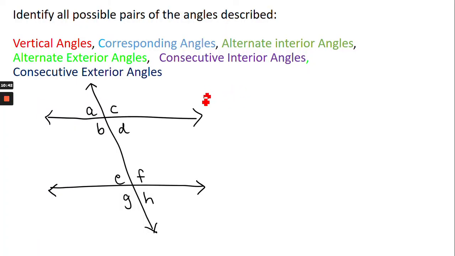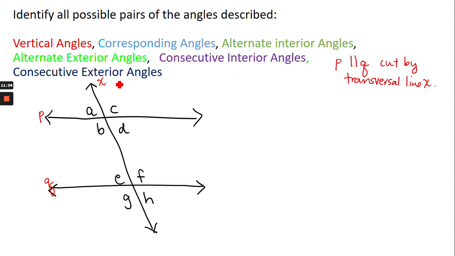Now, let us have this activity. Identify all possible pairs of angles described. So you can see we have here a figure. Let's call this line P and line Q, parallel to each other, and it is cut by a transversal line X. Okay, so again, P is parallel to Q, cut by transversal line X. Let us identify the following angle pairs.